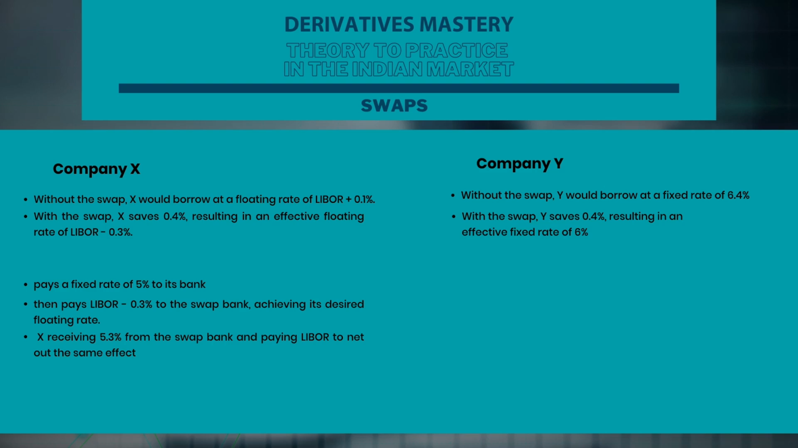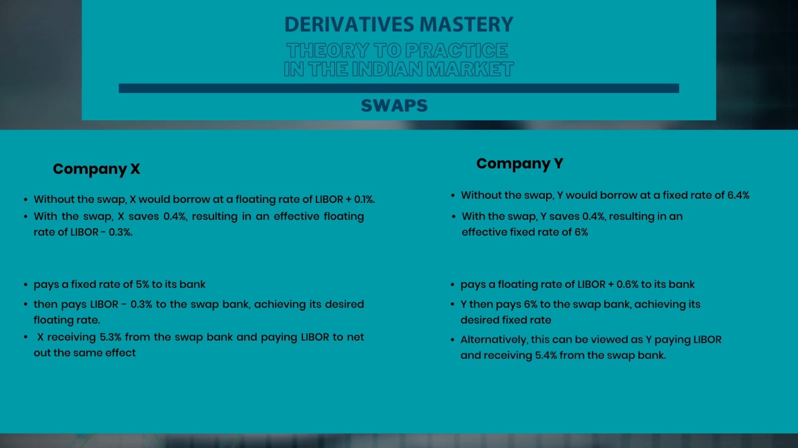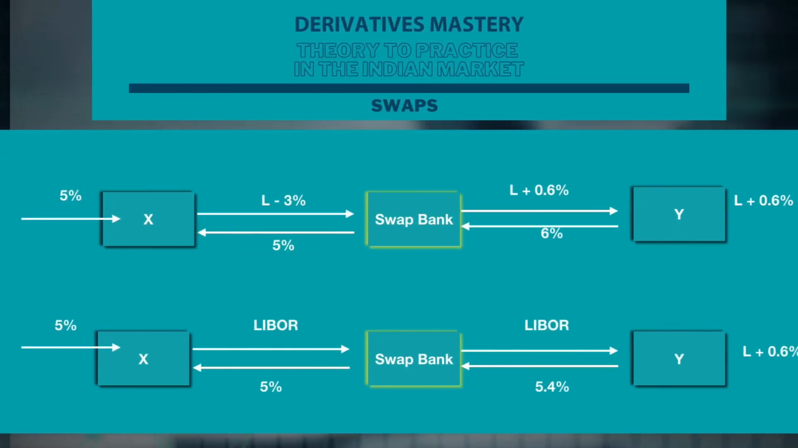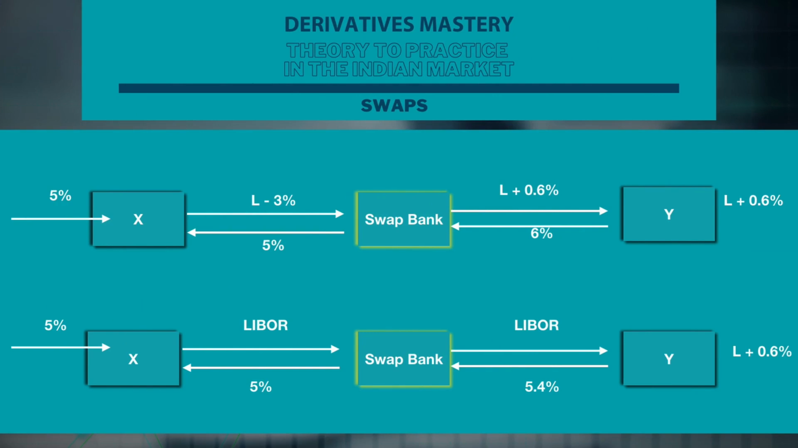Let's move on to Company Y. Company Y pays a floating rate of LIBOR plus 0.6% to its bank, which is offset by receiving the same amount from the swap bank. Company Y then pays 6% to the swap bank, achieving its desired fixed rate. Alternatively, this can be viewed as Y paying LIBOR and receiving 5.4% from the swap bank. This arrangement ensures that both companies achieve their preferred borrowing terms while sharing the benefits of the swap.